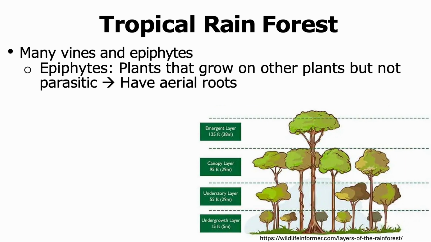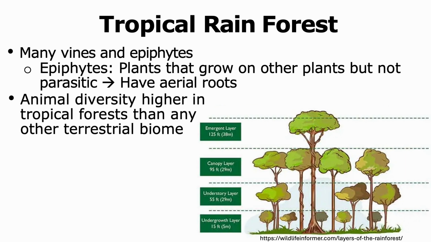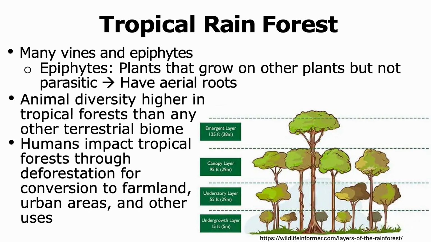In addition to plant diversity, animal diversity is also higher in tropical forests than any other terrestrial biomes. These animals depend on the plants present in the tropical rainforest. Humans have negatively impacted tropical rainforests through deforestation. A lot of the land is being converted to farmland, urban areas, and other uses.